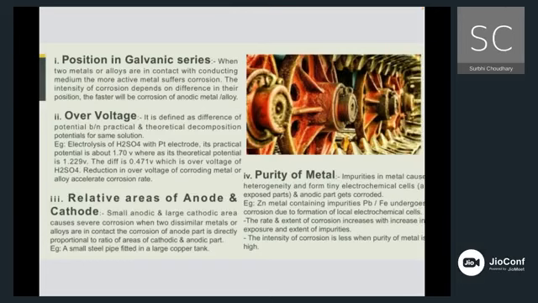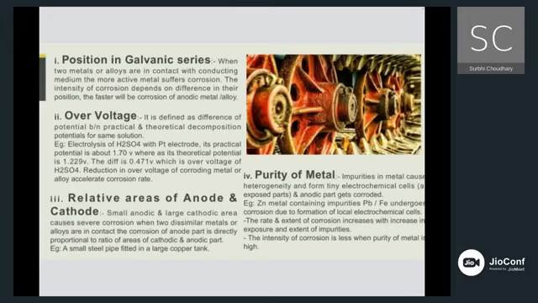If the purity of the metal is high, then the intensity of corrosion turns out to be less, because with no impurity, no localized electrochemical cells are formed, and the corrosion rate is low.